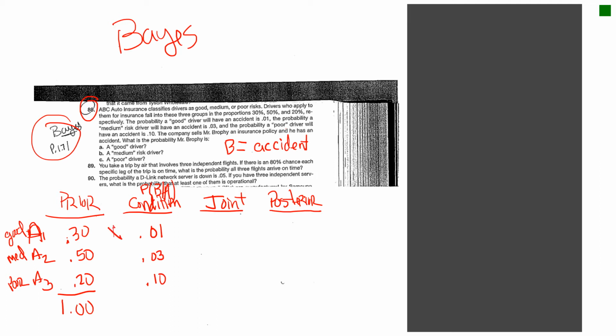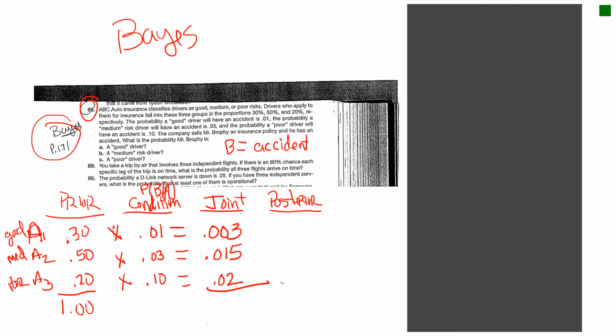Now, the last step is simply, again, I said this before, the hardest part with Bayes' theorem is really setting up those first two columns. But once you get that, everything else is just doing the math. So take 0.30 and multiply 0.01, and that's going to be 0.003. I'm going to write that right here, 0.003. And then take 0.50 and multiply that by 0.03, and you get 0.015. I'm going to put that right there. Okay, and then finally take 0.2 times 0.1, and you get 0.02. Okay, so I'm going to put that right there.